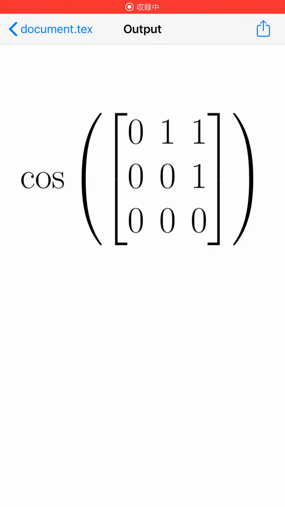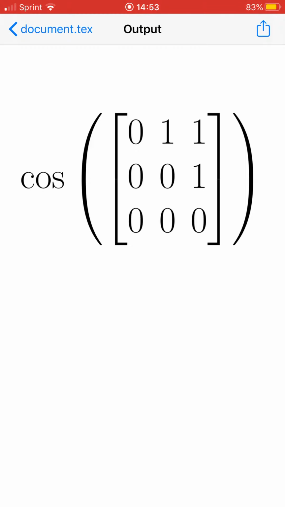Hello, this is DVKT Math, and in this video I'm going to show you how to find the cosine of this particular matrix: 0 1 1 0 0 1 0 0 0. So we're taking the cosine of a matrix, not the cosine of the determinant of the matrix.